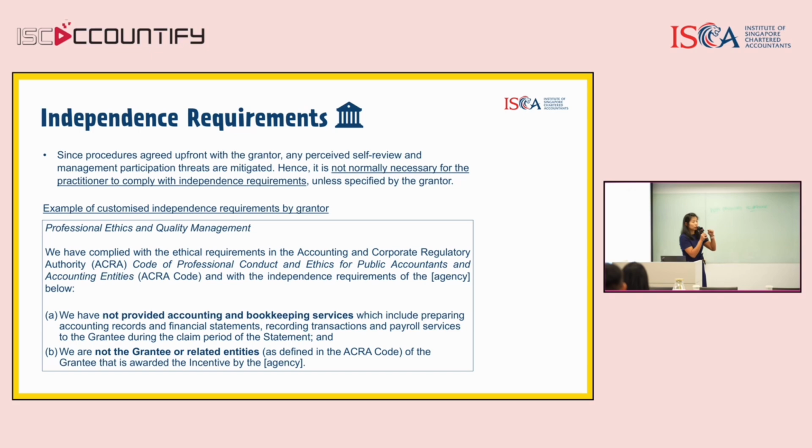Another thing that I want to touch on is the independence requirement, which Angela went over briefly. For an AUP engagement, because the procedures are agreed upfront with the grantor, any perceived self-review and management participation threats are mitigated. Therefore, typically, it is not necessary for the practitioner to comply with independence requirements. But that being said, if the grantor has certain independence requirements or considerations, you can still indicate for the practitioner to meet those. On the slide here, we have included 2 examples: for the practitioner to not provide accounting and bookkeeping services to the grantee itself or related parties.